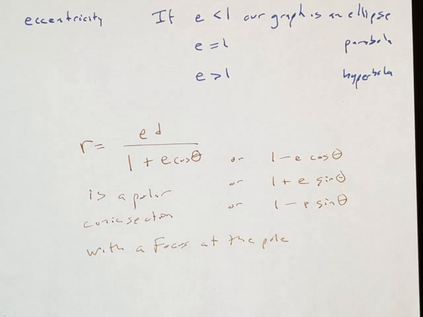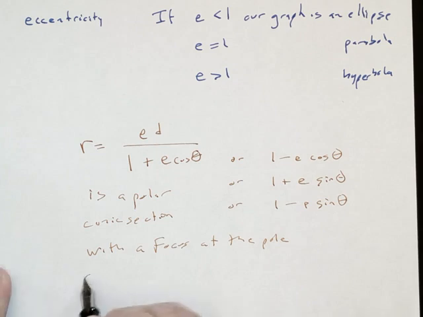Every single equation, ED over 1 plus E cosine theta, or maybe it's 1 minus, or maybe it's sine instead of cosine. These three other options could be down here, is a polar conic section with a focus at the pole. Remember, ellipses have two foci. Hyperbola has two foci. It's only parabola that has one.